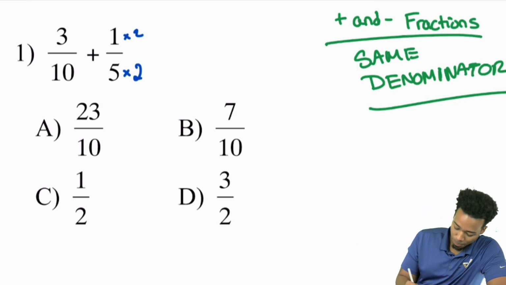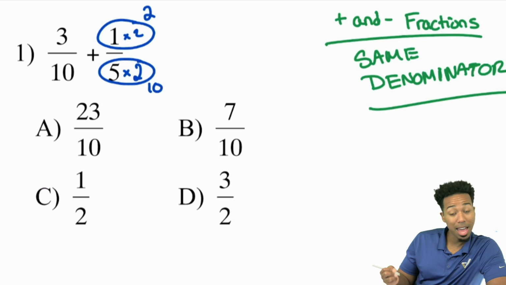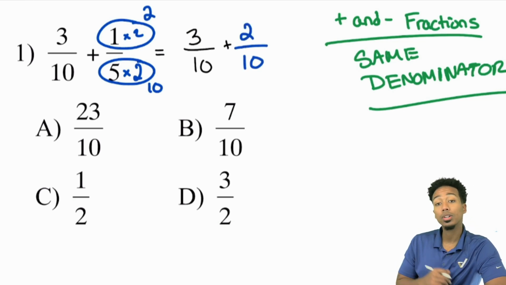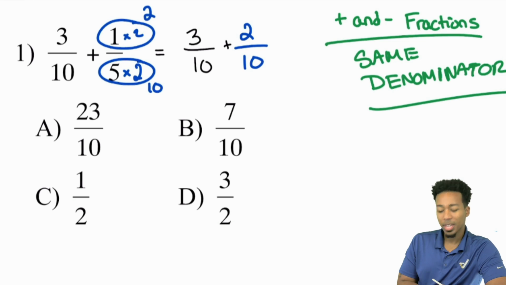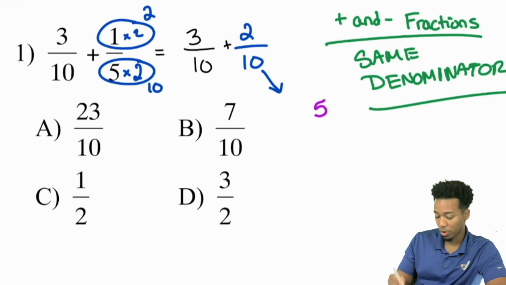Okay, so here, 1 times 2, that's going to give me 2. 5 times 2, that's going to give me 10. So what ends up happening here is this problem turns into 3 over 10 plus 2 over 10, just like that. And so now we can go ahead and add these fractions together. 3 over 10 plus 2 over 10, that's going to give me 5. Remember, add the numerators. So let me just highlight these.